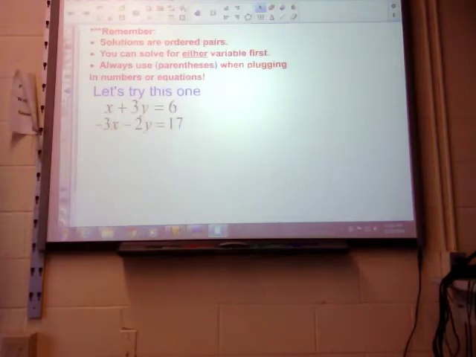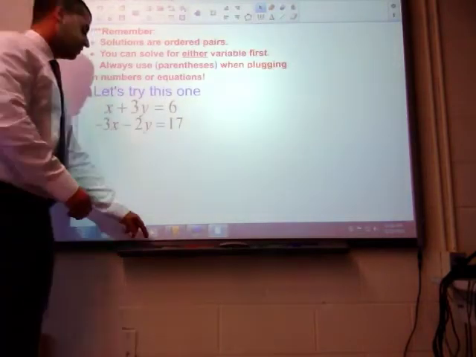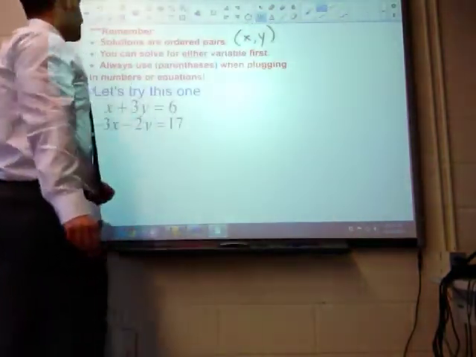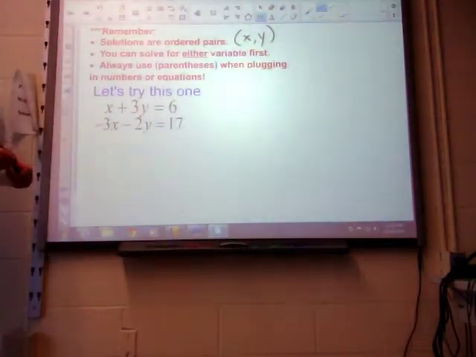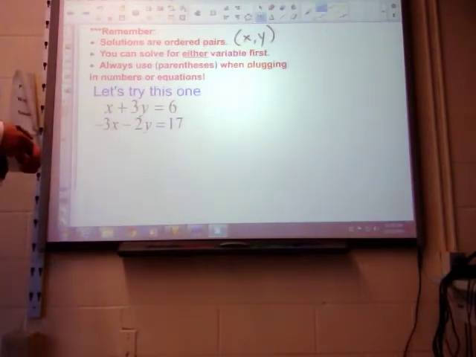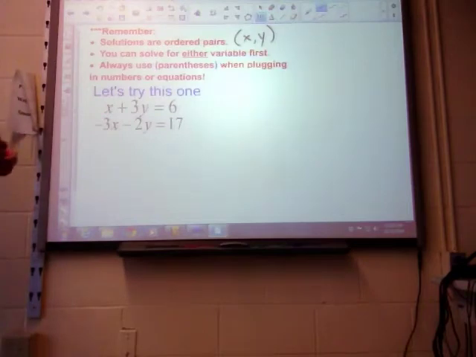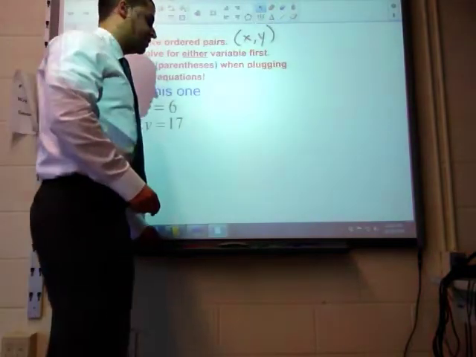A few quick reminders. Solutions are ordered pairs, always. Coordinates, x, y. You can solve for either variable first. I don't care if you solve for x or solve for y. I'll show you an example here in a second. Always use parentheses when plugging in numbers or equations. We know that from Unit 2, from middle school hopefully. Every time you plug in, you're using parentheses.